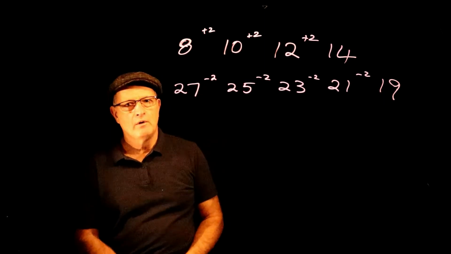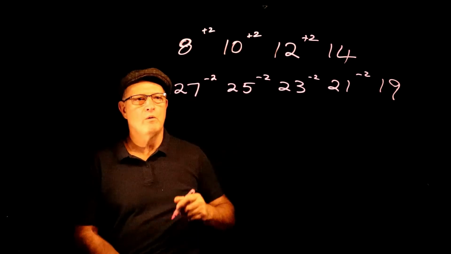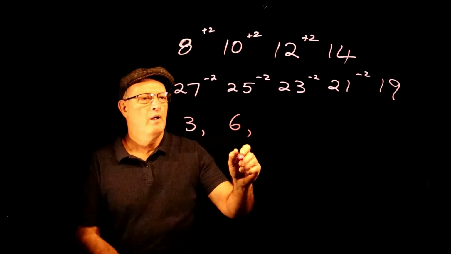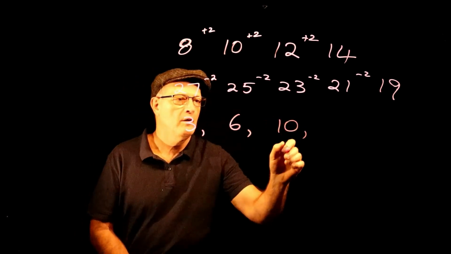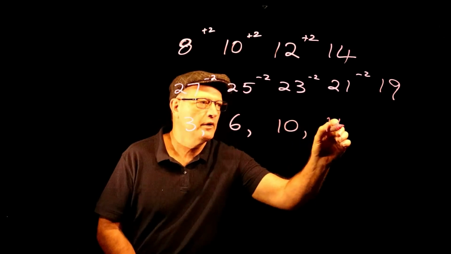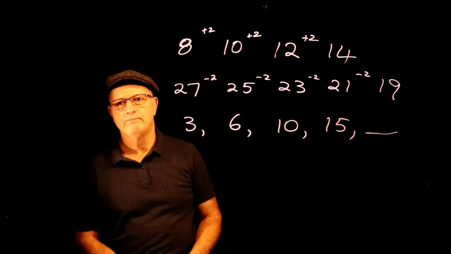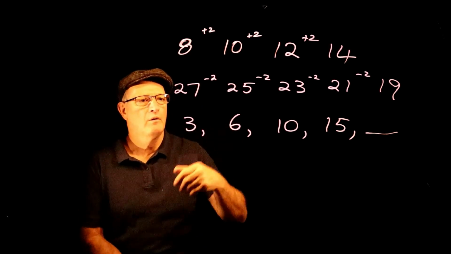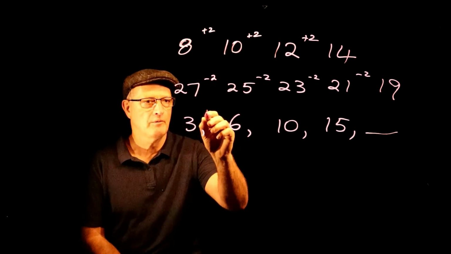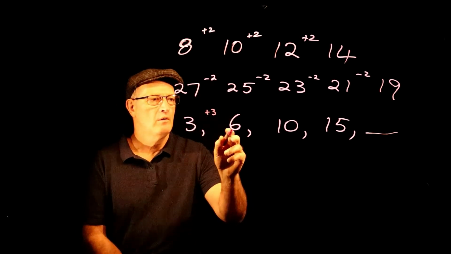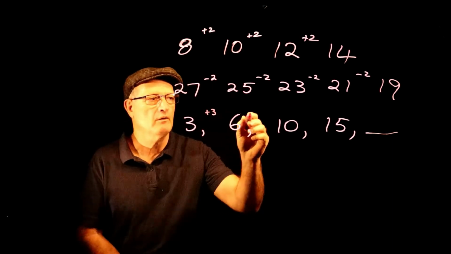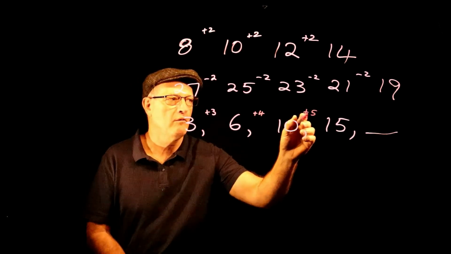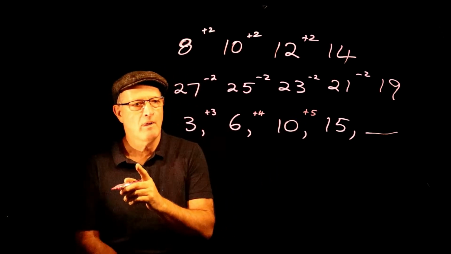Now, sometimes you'll find that the patterns aren't so straightforward. So you might have a 3, and then you might have a 6, and then you might have a 10, and then you might have a 15. What's the next number? What's happening? Well, we've added 3. That's plus 3. 6 to 10. Rainbow fact. That's plus 4. 10 to 15, easy. That's plus 5. So what's happening in our pattern now?